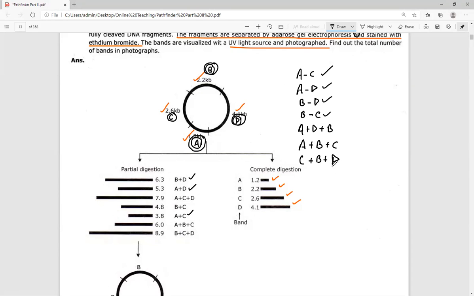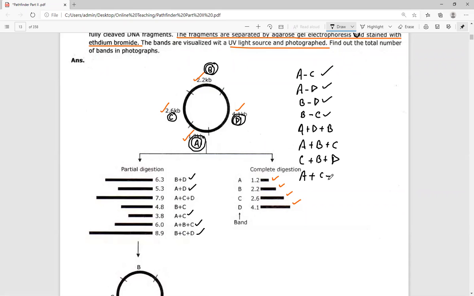Now, these are the different combinations that could be produced. CBD has been produced. ABC has been produced. Can you make ADB? Okay, we can make that ADB, or it could be A plus C plus D. Okay, this could be another combination that could be produced.